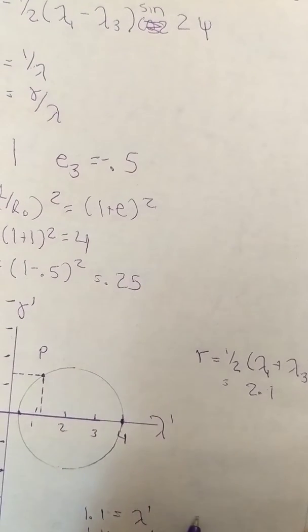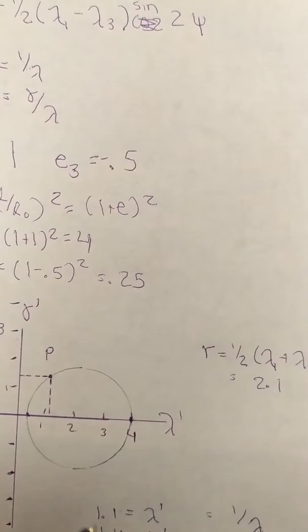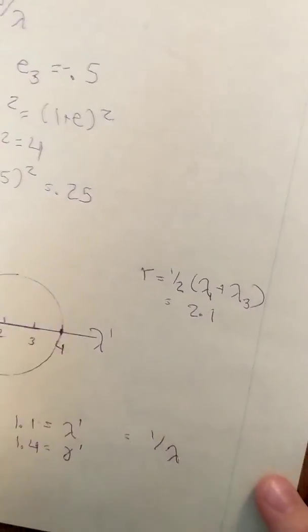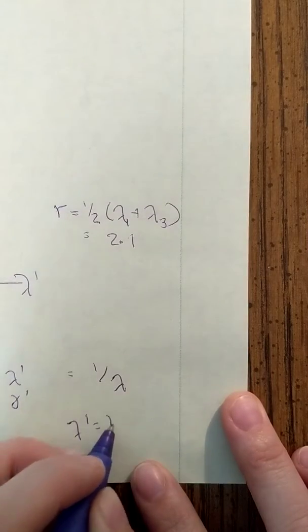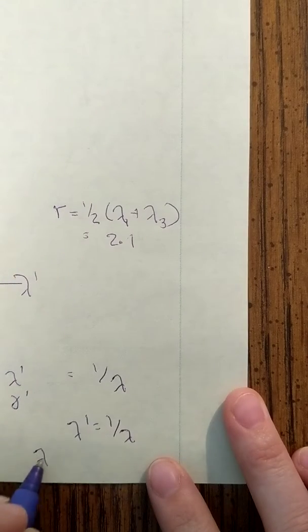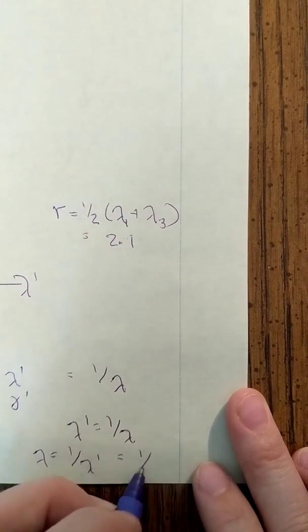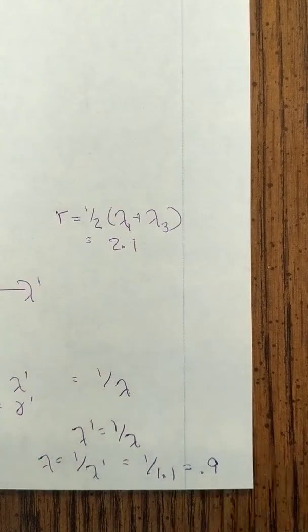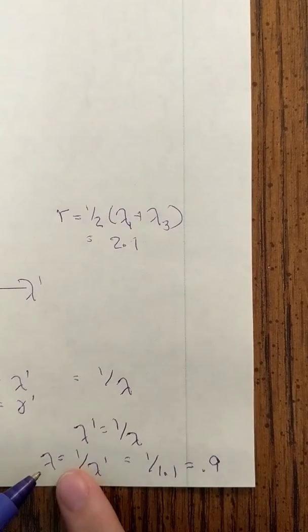So we want to do lambda equals 1 over, which if we take out our calculator, if lambda prime equals 1 over lambda, then lambda equals 1 over lambda prime, which equals 1 over 1.1, which gives us 0.9. That is our lambda value.